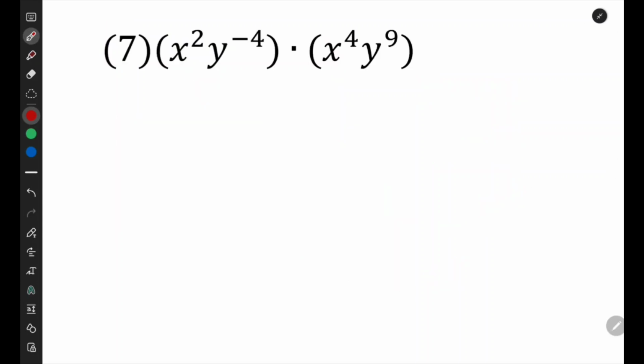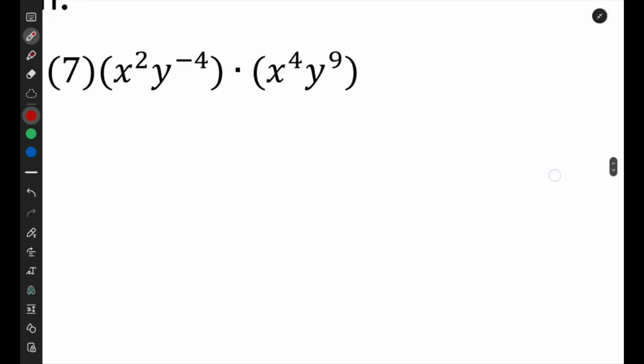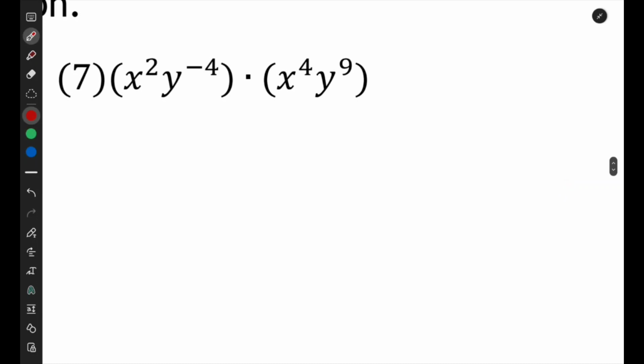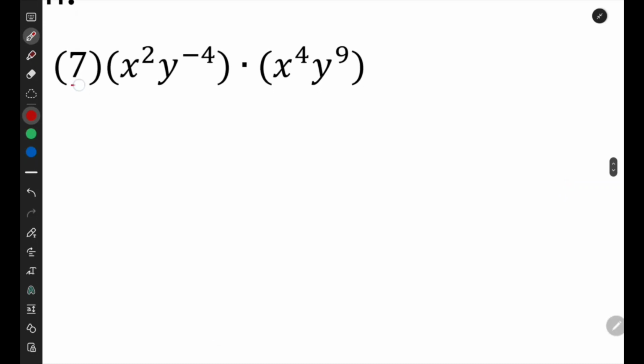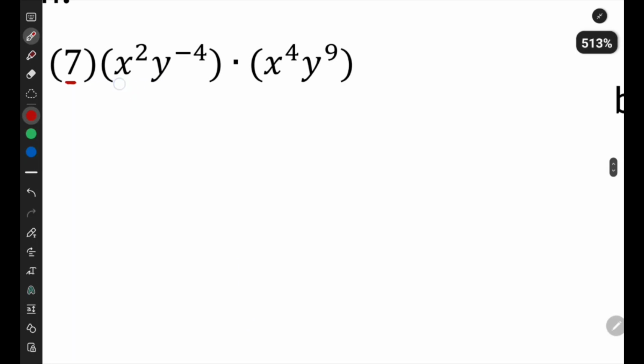Next, we're given a series of monomials, and we're asked to simplify them. I had an interesting conversation with two different students in two different periods, and one of them dealt with this 7 sitting outside of here, just following this pattern of, oh, do both the x squared and both this y to the negative fourth get multiplied by the 7? And that's understandable because we do know that we distribute multiplication across addition and subtraction problems.